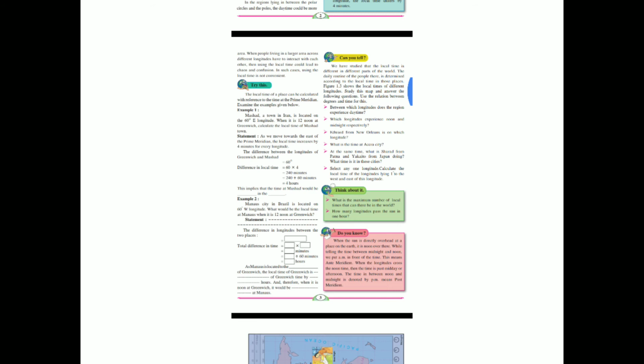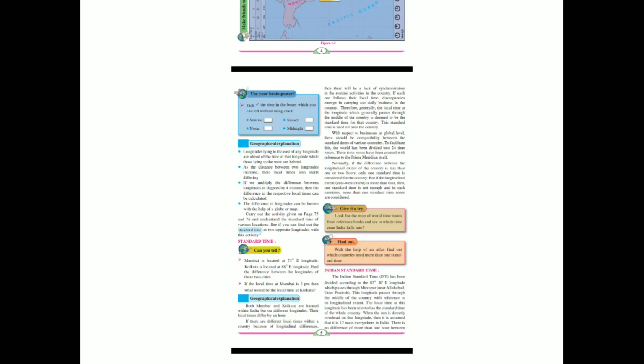Now next, take the times in the boxes which you can tell without using a clock. Which timings can we find without using a clock? Sunrise, yes, we can see. Sunset, yes, without a clock we can understand that also. Noon also, without a clock. But midnight we can't tell without using the clock. We should see the clock and then only we can say whether it is midnight or not.